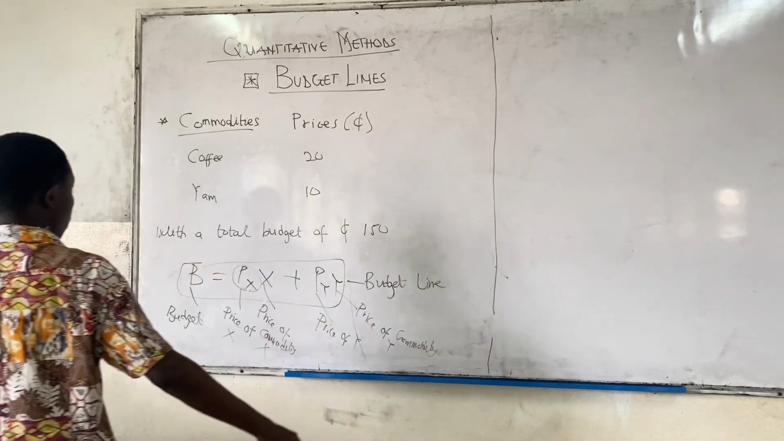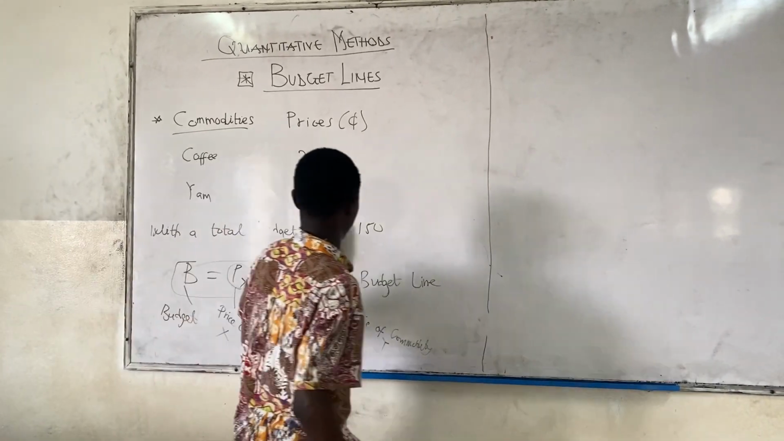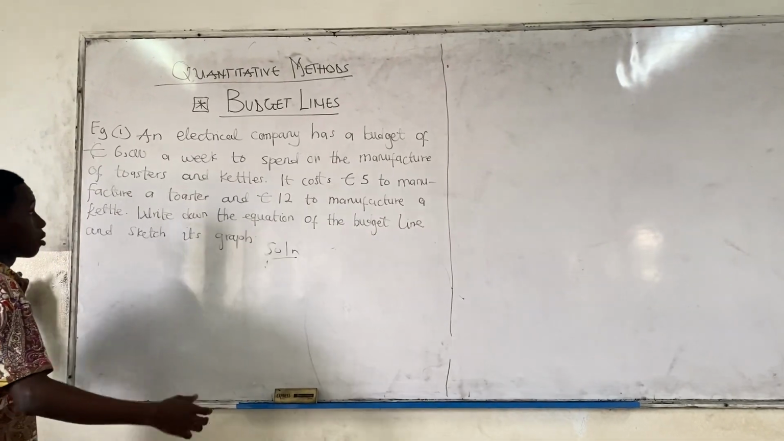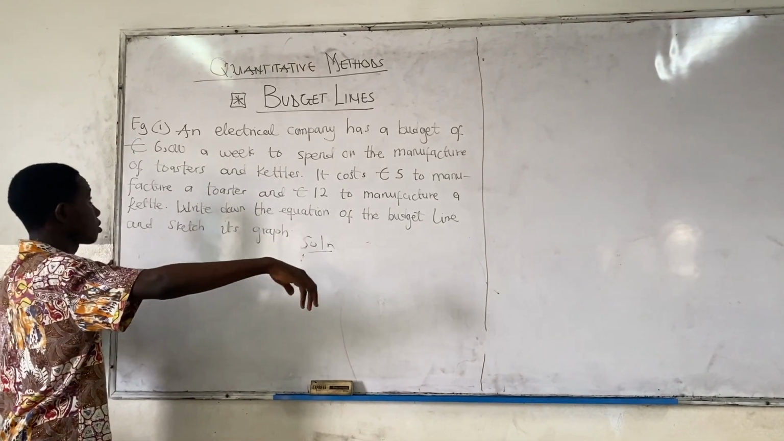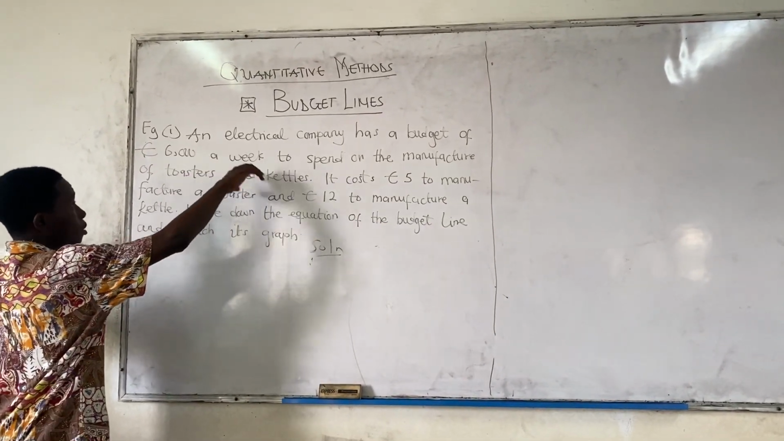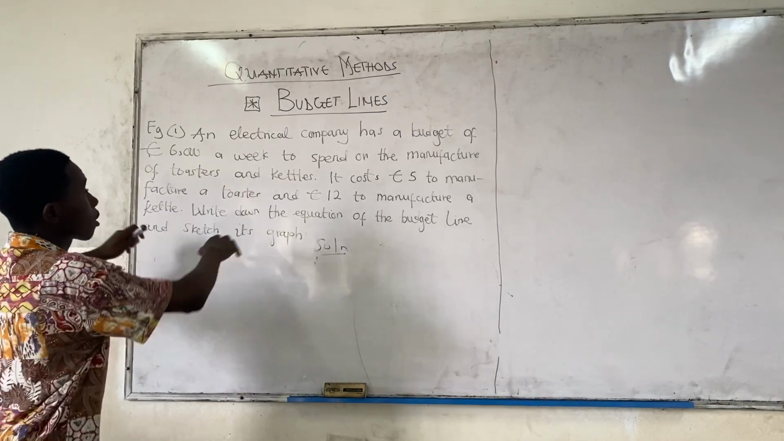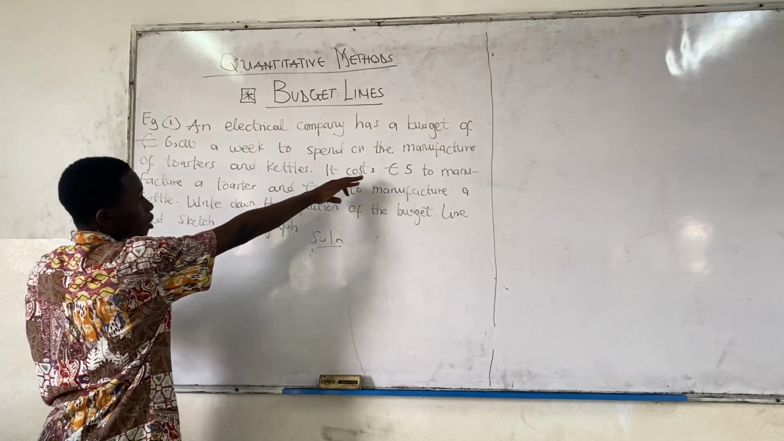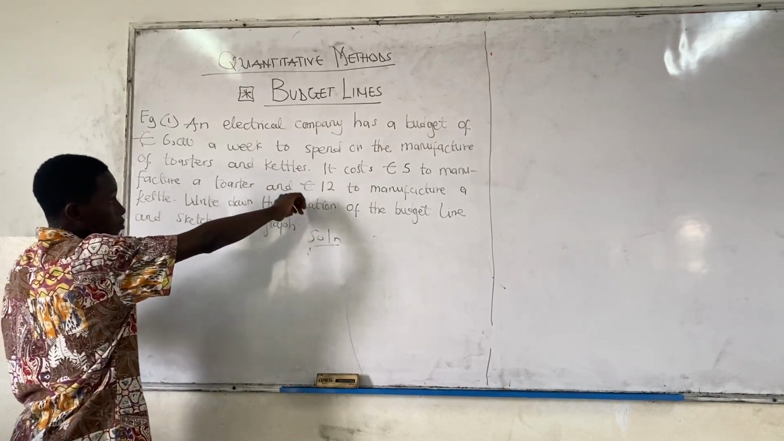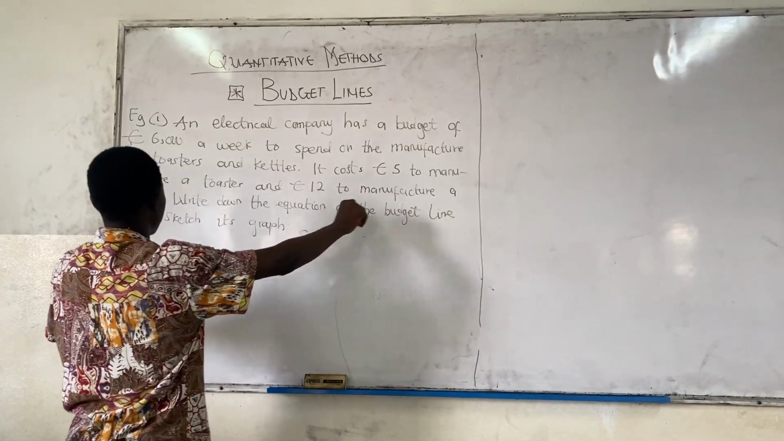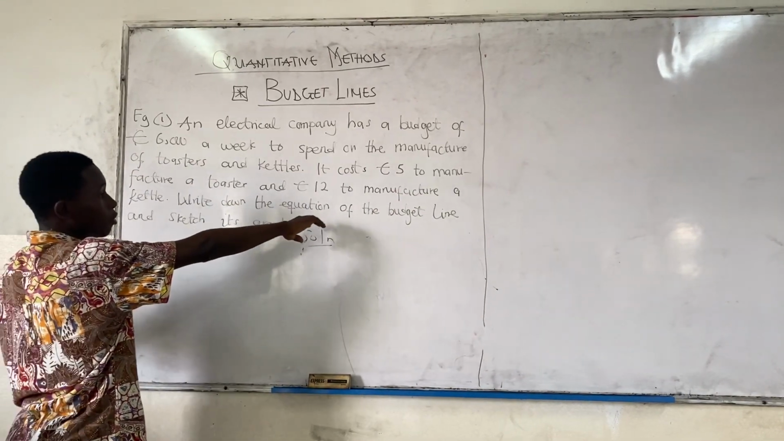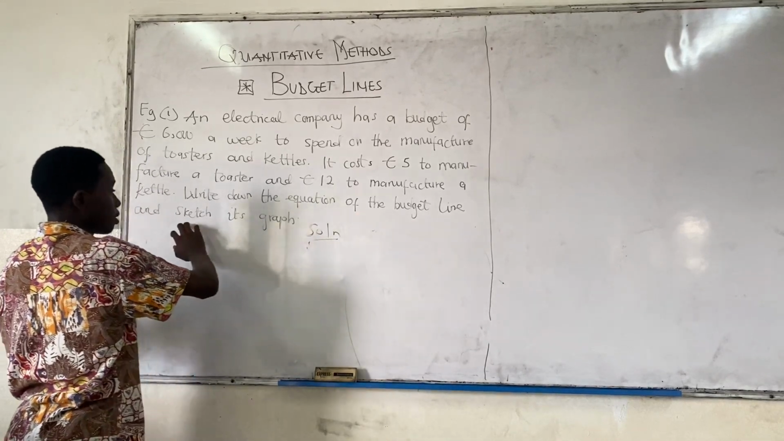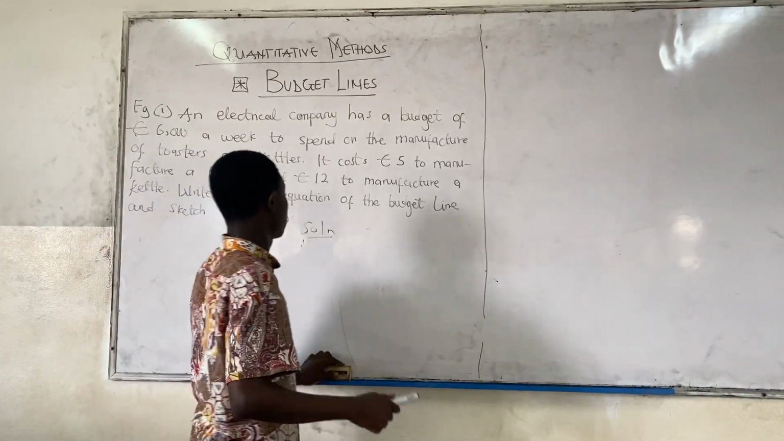So let's take a question and let's try. This is the first question of our budget line I'm going to read. Example 1. An electrical company has a budget of 6,000 euros a week to spend on the manufacture of toasters and kettles. It costs 5 euros to manufacture a toaster and 12 euros to manufacture a kettle. Write down the equation of the budget line and sketch its graph. So let's do it.